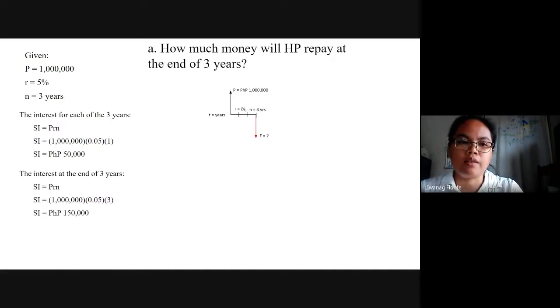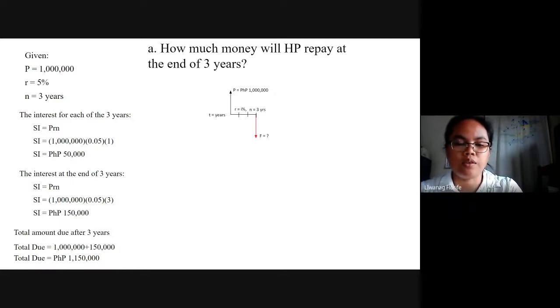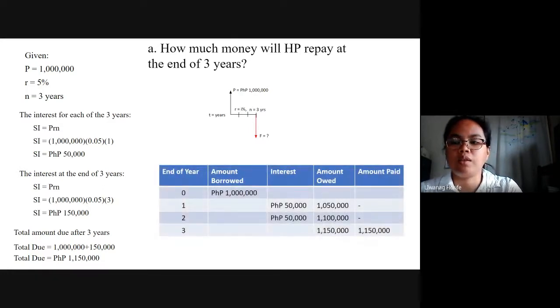And on the other hand, for the interest at the end of 3 years, we have N is equal to 3 years. So we change the number to 3 years in the formula. So we have the simple interest of 150,000 pesos. And then the total due amount after 3 years, including the principal, is 1,150,000 pesos.